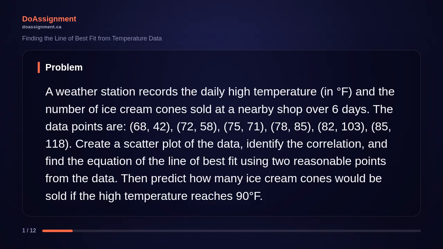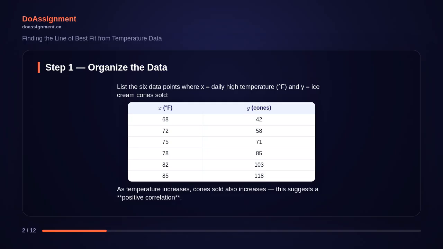Now let's work through the solution step by step. Let's organize the 6 data points. X represents the daily high temperature in degrees Fahrenheit and Y represents the number of ice cream cones sold. Looking at the table, we can already see a pattern. As the temperature goes up, the number of cones sold also goes up. This hints at a positive correlation.